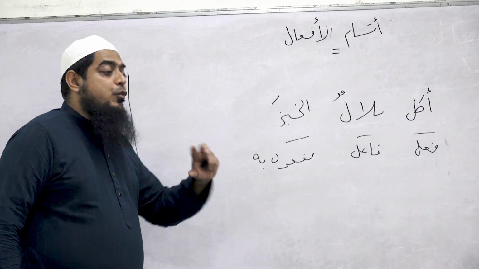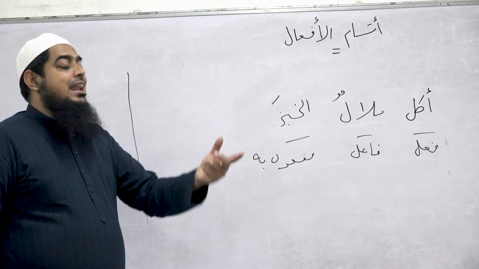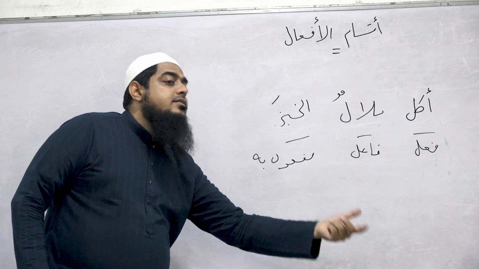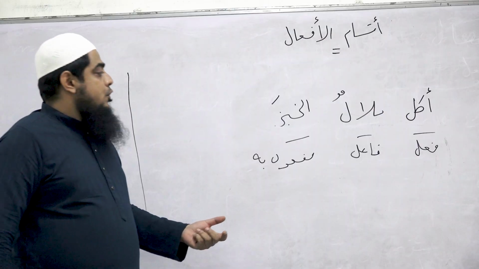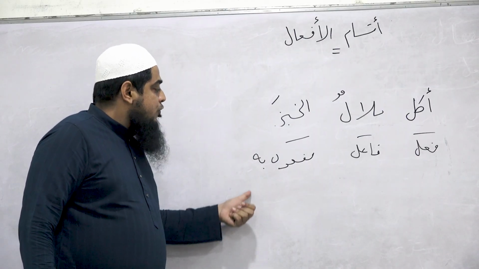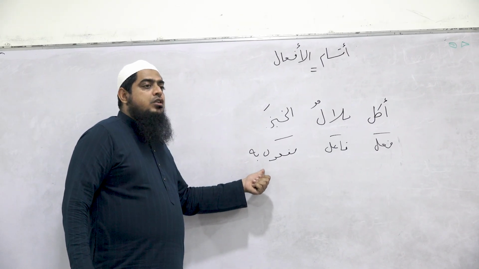So maf'ul is something which has been done. And bihi meaning this action is done because of this. So this ba is ba sababiyya. This action is being done because of this, like that. So we have to always say bihi, maf'ulun bihi.